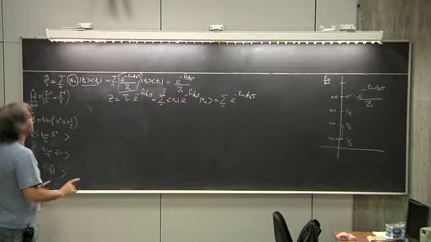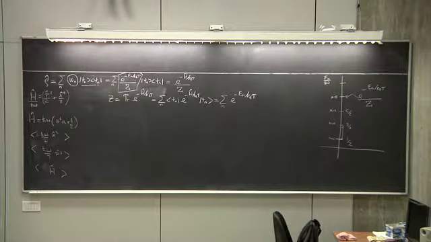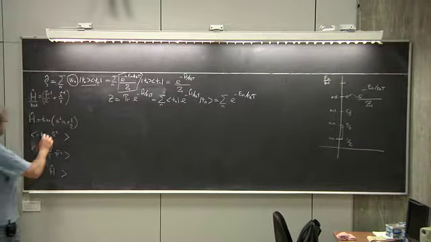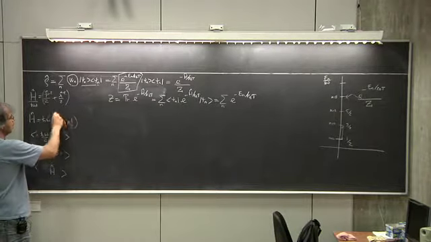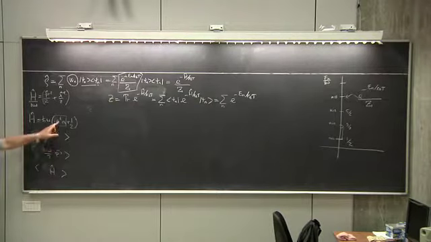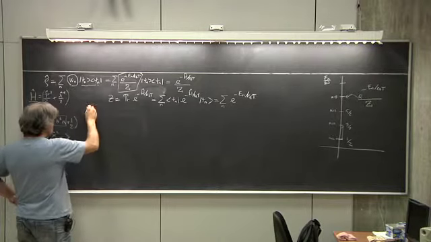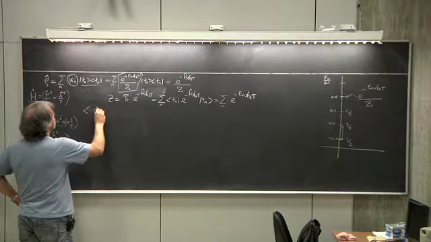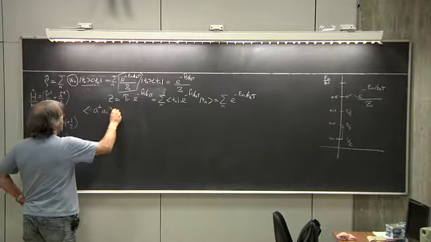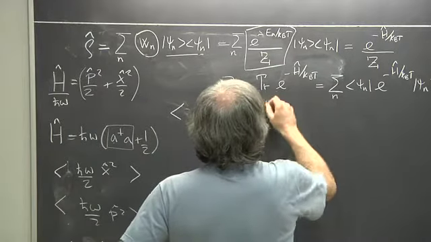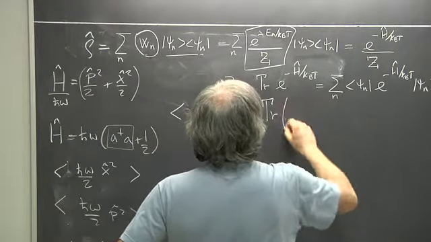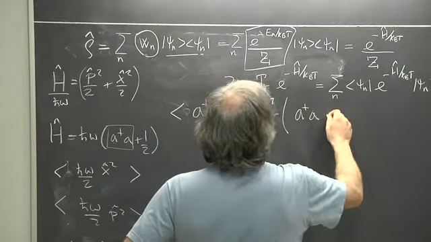Okay, so let us try to calculate something. The easiest object that we can calculate is, you see, the Hamiltonian apart from h bar omega and this piece is essentially proportional to a dagger a. So let us try to calculate this object, the average of h bar omega a dagger a. What it means, according to our definition, is the trace of the operator a dagger a with the density matrix.